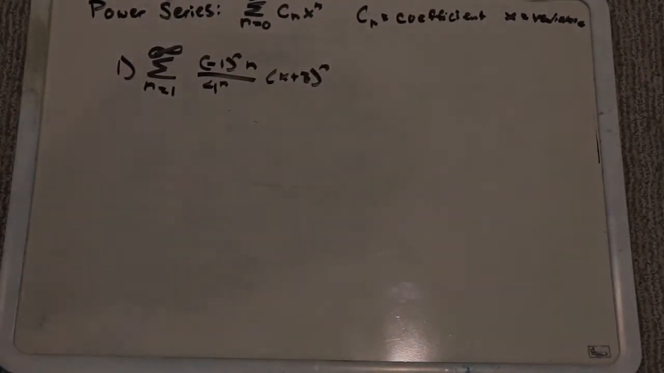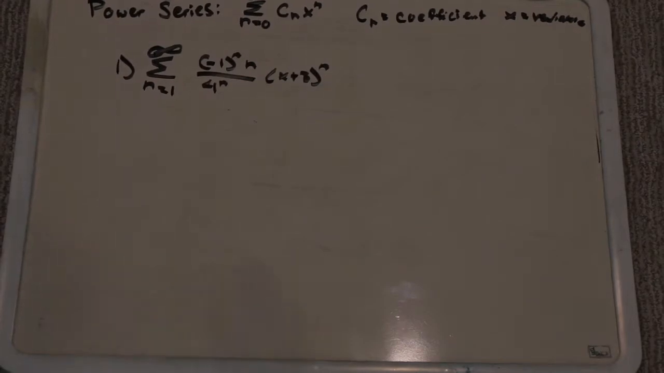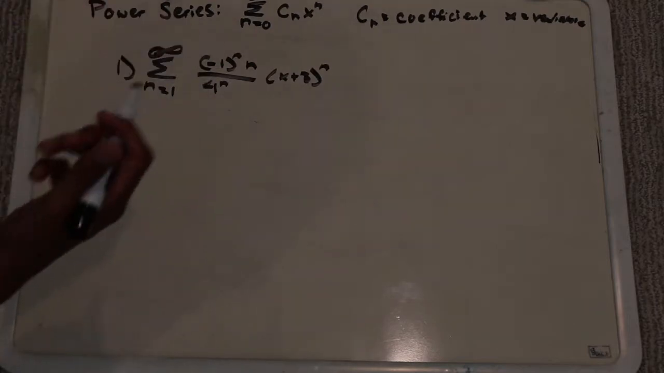Most of the time when they ask you about these power series questions, a lot of the time they're going to be asking for the interval and the radius of convergence. So basically, for what values of x will the series actually converge? That's what we'll be doing in this first problem, trying to find the interval and the radius. So, moving on to this problem.